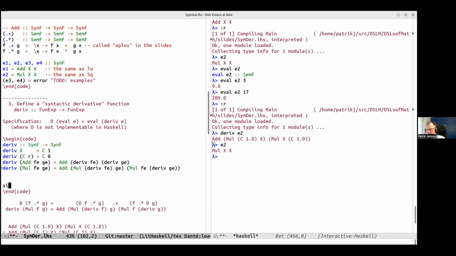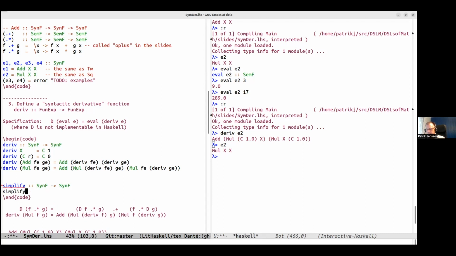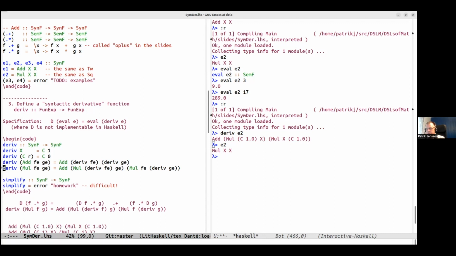So something like simplify, which takes a syntax tree to a syntax tree. And I would just say here, error, homework. Difficult at this stage, but it's definitely doable. You can simplify these different patterns and make them go away. Okay, but let's see what we have so far.